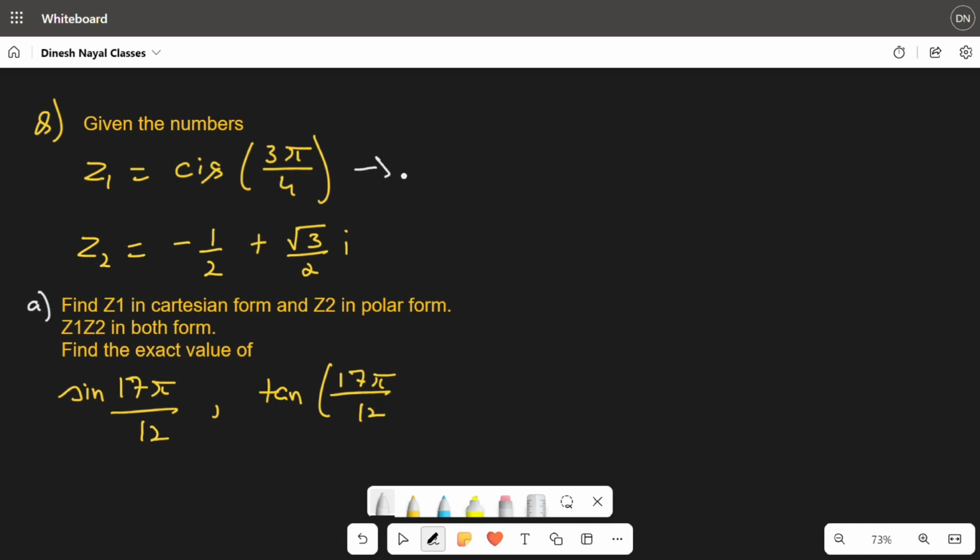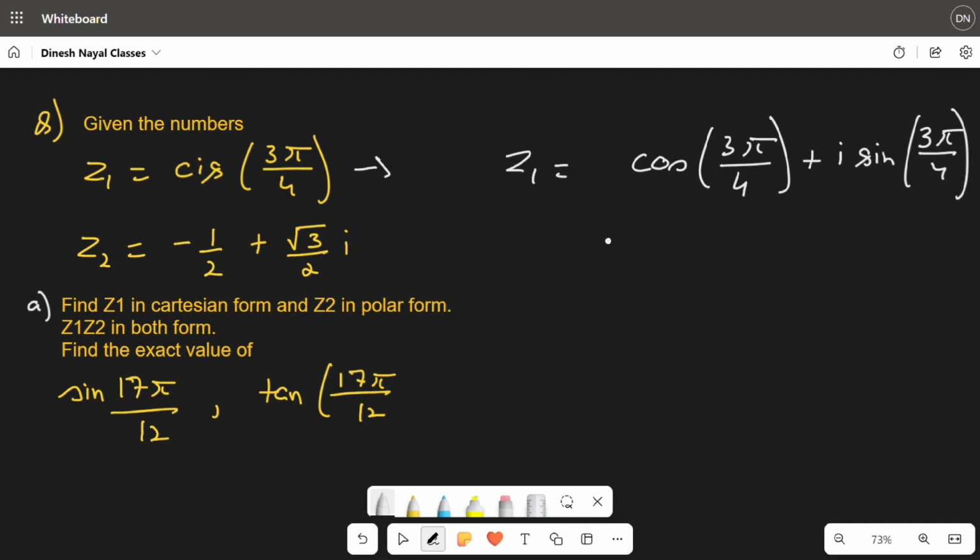So z1 can be written like this. z1 is cis 3π/4, that means cos 3π/4 plus i sin 3π/4. Now use your GDC to get cos 3π/4, that is minus root 2 by 2, plus i sin 3π/4, which is root 2 by 2. So this is the Cartesian form of z1. Now we have to find the polar form.